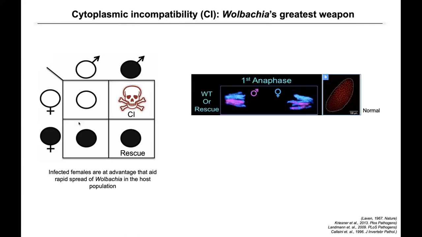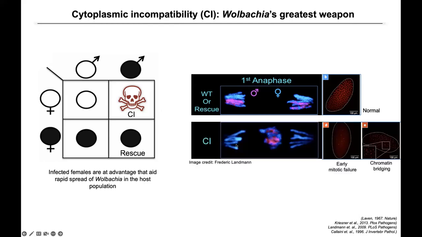Now, when we talk about embryonic lethality at the cytological level, what does that mean? How does CI lead to embryonic lethality? After fertilization, when the paternal sperm fertilizes the female egg, during the first mitotic division at the anaphase stage, in the normal scenario when there is no CI happening, the maternal and paternal chromosomes both segregate normally to the opposite poles. So the mitotic divisions happen normally and the embryo develops normally. It's a healthy looking embryo here.